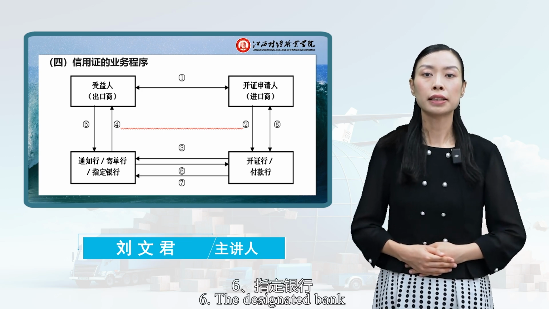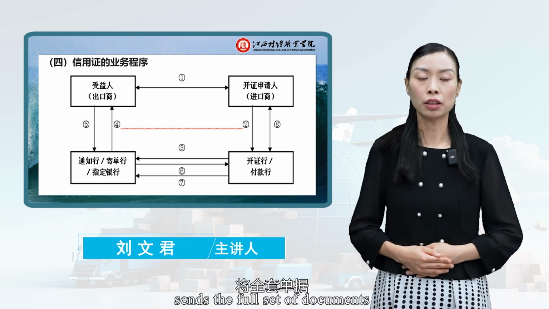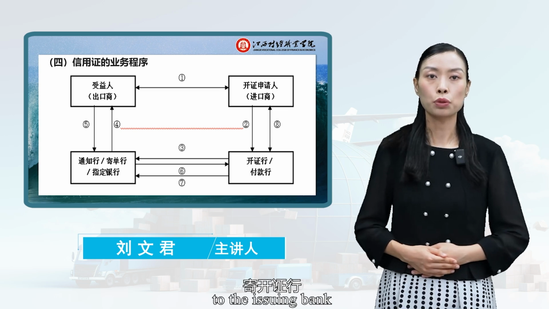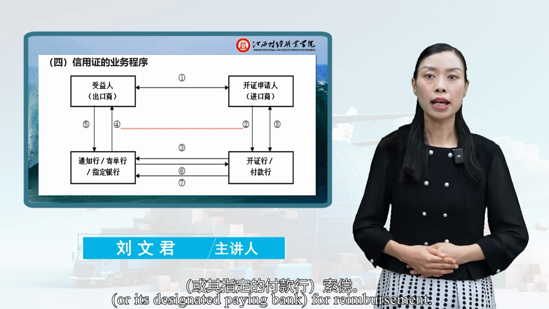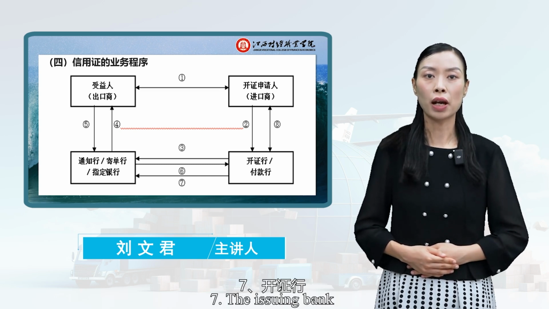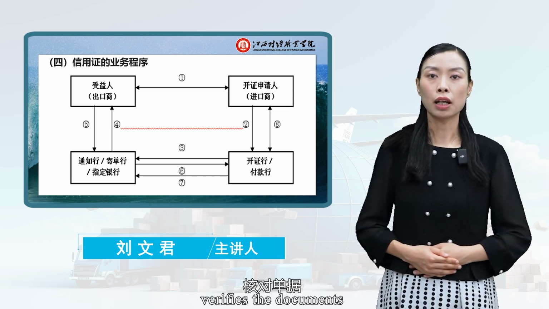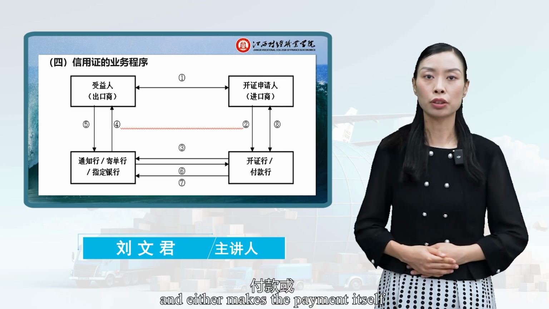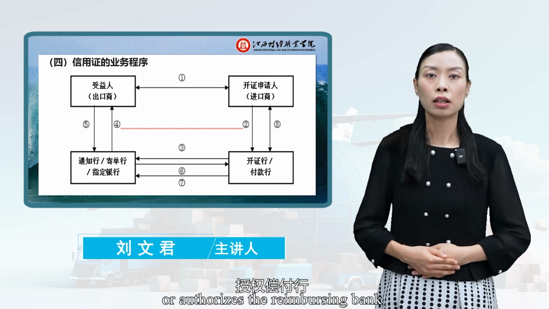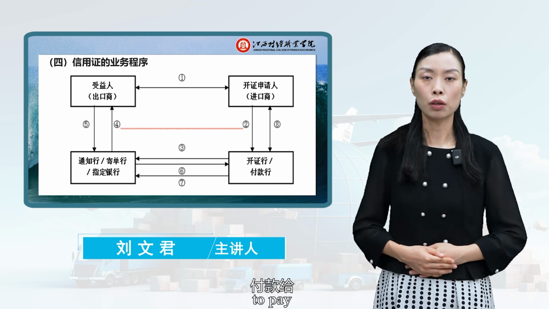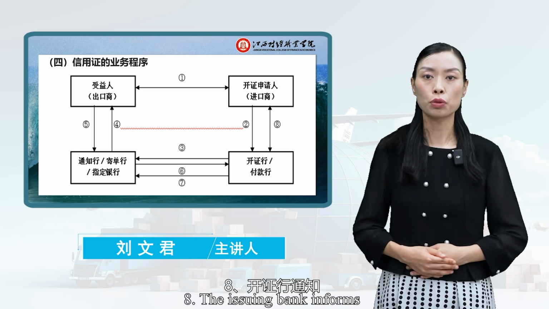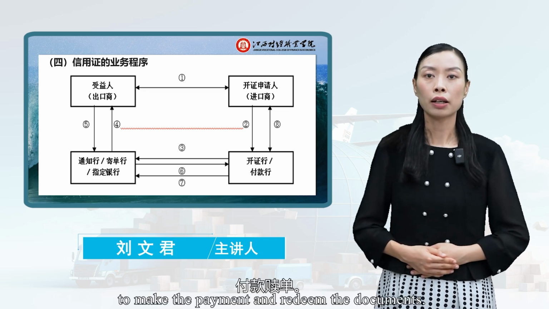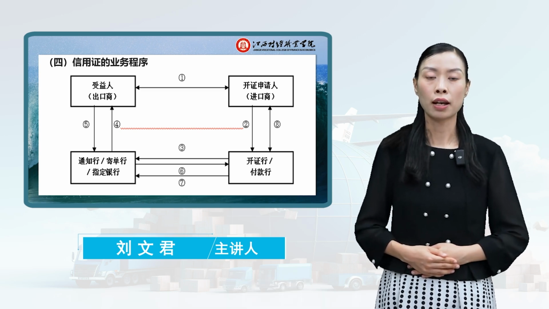Sixth, the designated bank sends a full set of documents to the issuing bank or its designated paying bank for reimbursement. Seventh, the issuing bank verifies the documents without errors and either makes the payment itself or authorizes the reimbursing bank to pay the designated bank. Eighth, the issuing bank informs the applicant to make the payment and redeem the documents.